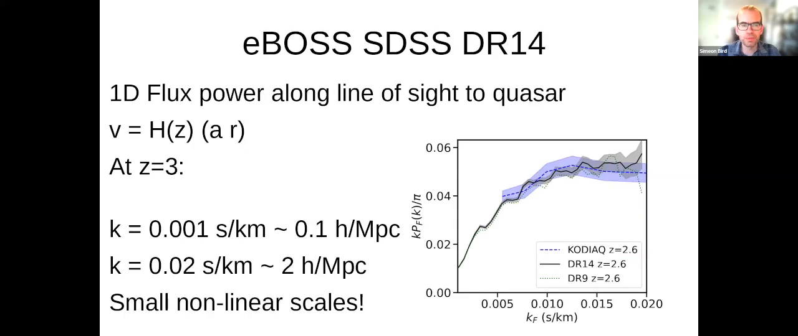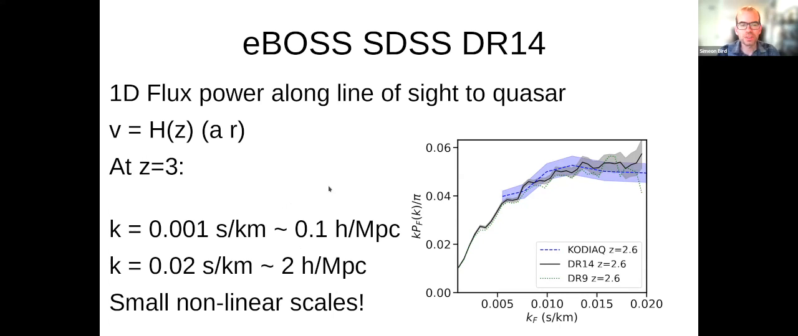The specific summary statistic that we are measuring is the 1D flux power spectrum along the line of sight to the quasar in eBOSS SDSS DR14. This is a velocity spectrum quantity, which has velocity units. It goes from k of about 10^-3 seconds per kilometer to k of 2 times 10^-2 seconds per kilometer. I put the conversion factors here between velocity units and physical megaparsec and comoving megaparsec units at redshift 3. You can see the largest scales we're measuring are about k of 0.1 h per megaparsec, and the smallest ones are about k of 2 h per megaparsec. So these are quite small scales by cosmological standards.